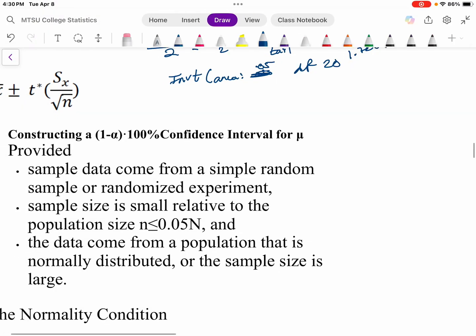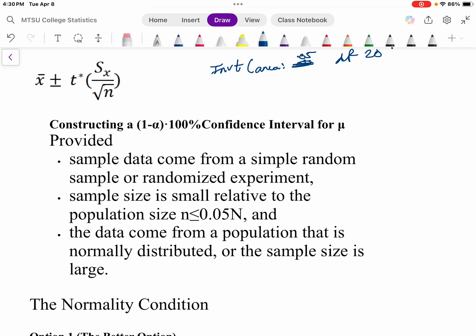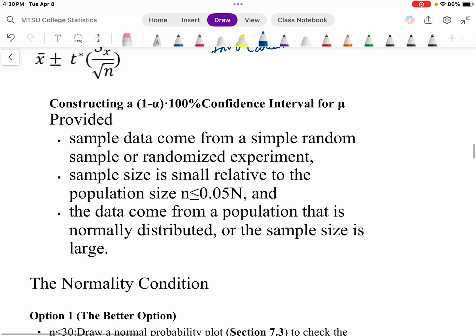Some conditions for constructing our confidence interval for means. We need to make sure our data comes from a simple random sample or a randomized experiment. The sample size, this is for an independence clause: if I do 5 times our sample size, is it less than or equal to the population? Which is what we had before in the previous unit. And then here's the part that's different. The data comes from a population that's normally distributed.